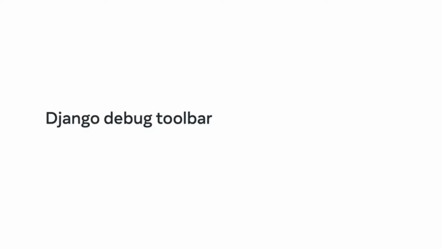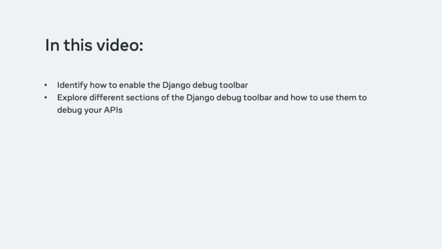You can save a lot of time using smart debugging tools and utilities. And one such tool is the Django Debug Toolbar, which is necessary for every Django developer's toolbelt. In this video, you will learn how to integrate this debug toolbar in your Django projects.